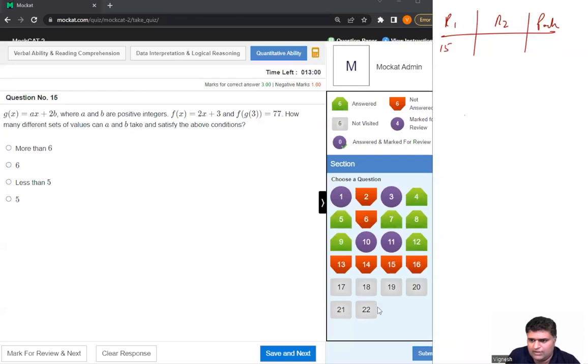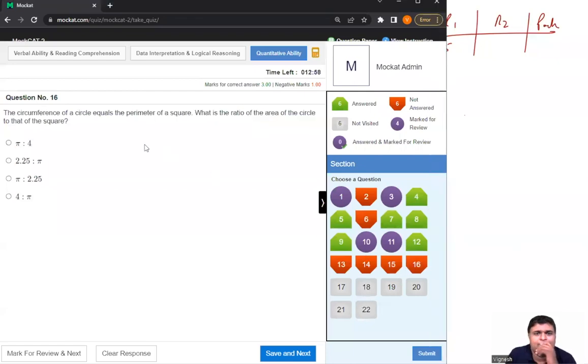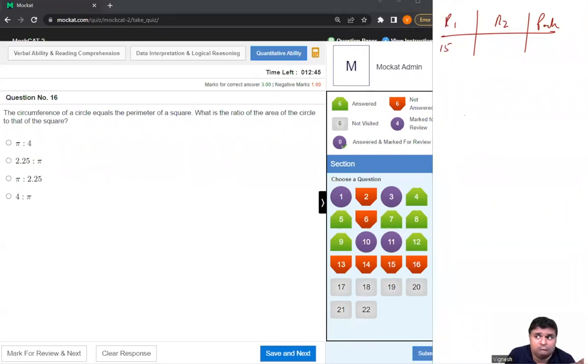Next, 16. The circumference of a circle equals the perimeter of a square. What is the ratio of the area of the circle to that of the square? Circumference equals perimeter, given as 4a. You want to do it? Yes, shall we do it right away?